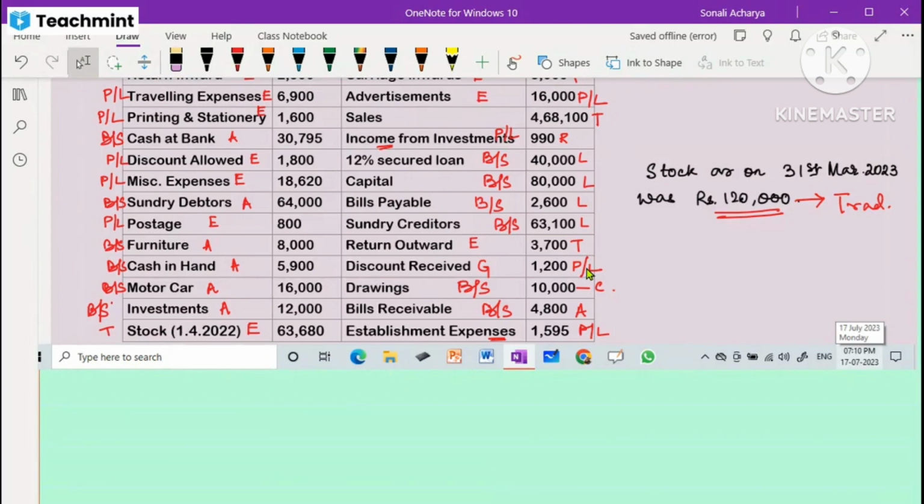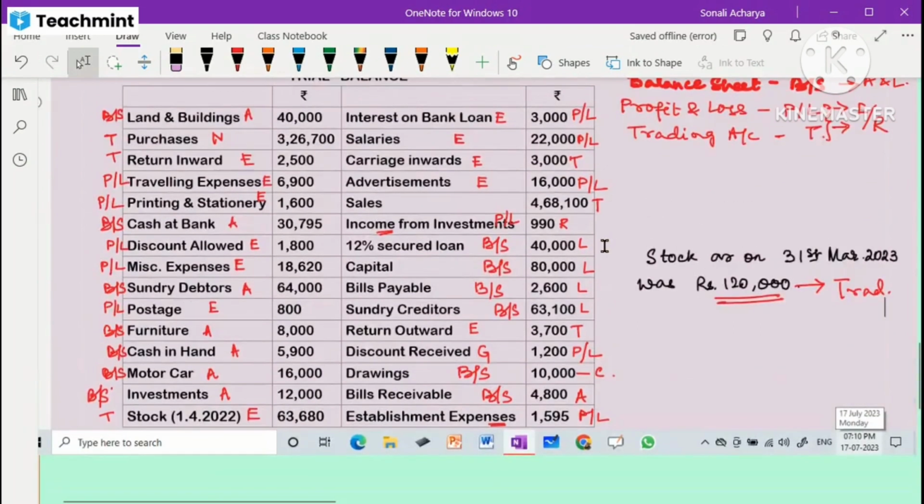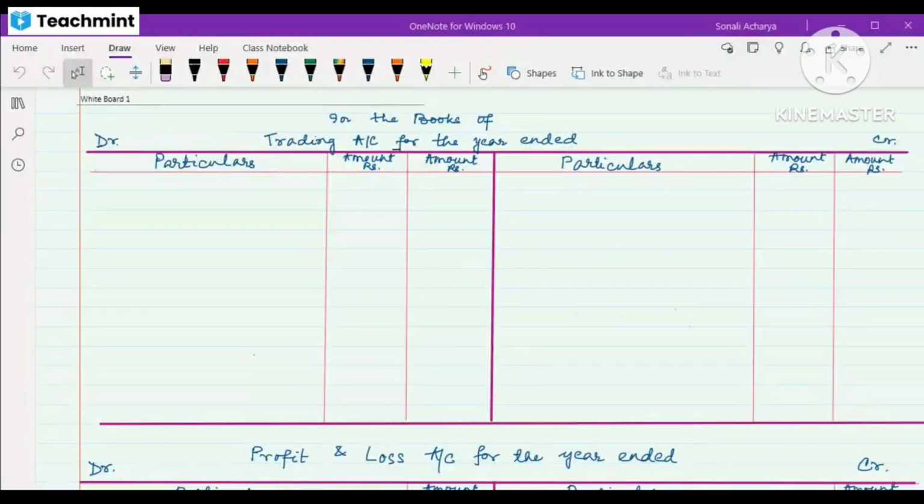Okay. So this is the basis how we will post the items or show certain items in the different accounts and prepare the final accounts. So for ease, when you get a trial balance, it will be easier for you if you mark it like this with pencil first, and then afterwards you put it in the accounts and balance them. Okay.